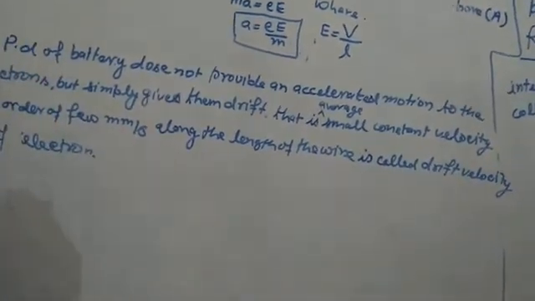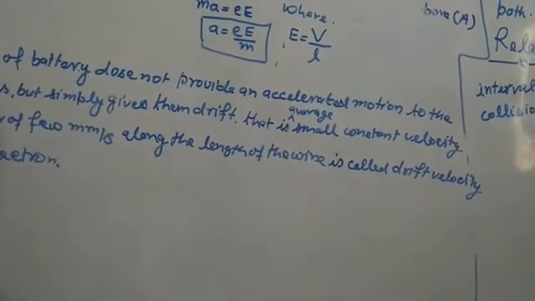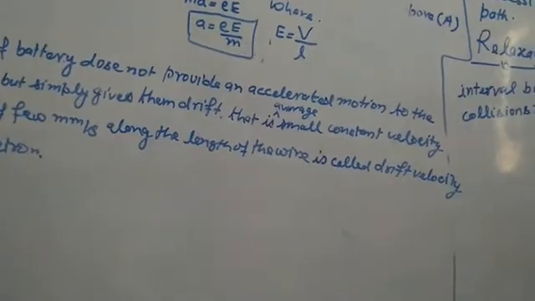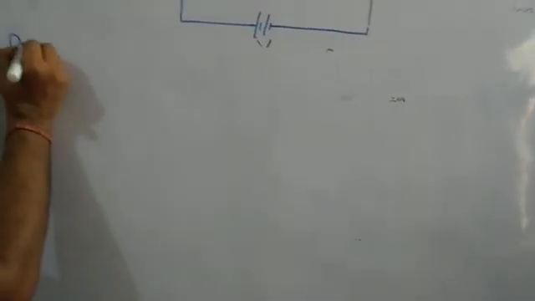Now all of you write down this definition. After this, derivation of drift velocity.